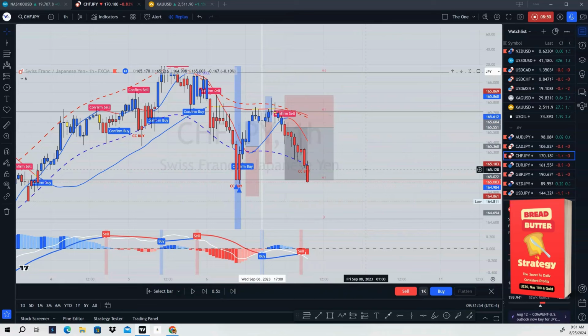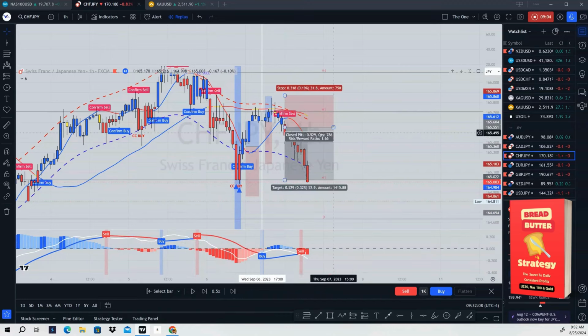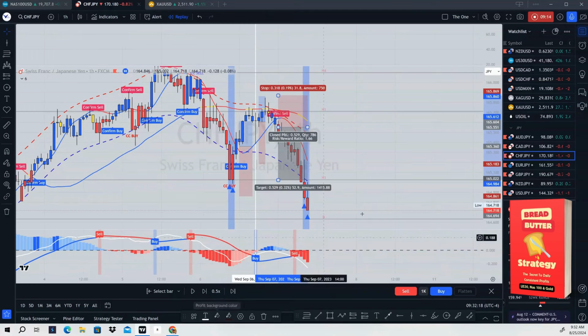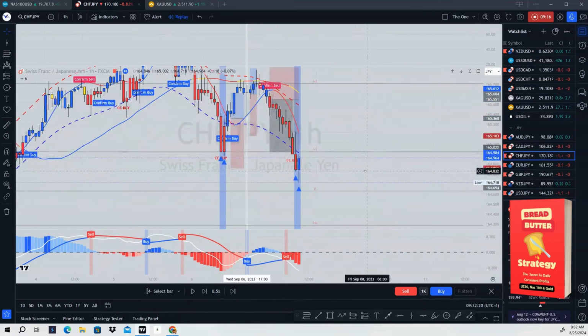Okay, now we're going to go back and wait for a bread and butter. Bread and butter is a high probability spike. So let's wait for another high probability spike, and we can take another buy. Okay, boom. We got another high probability spike right here, okay?